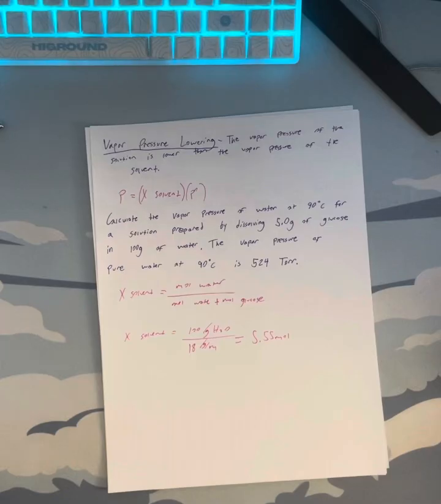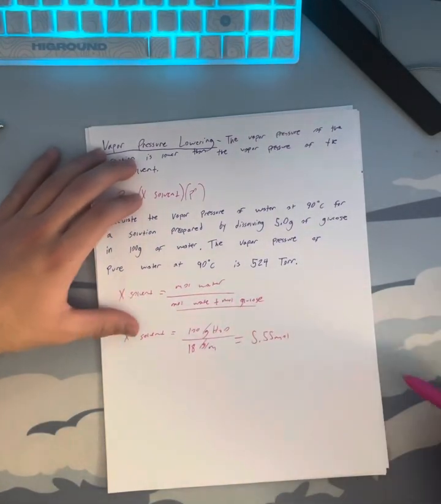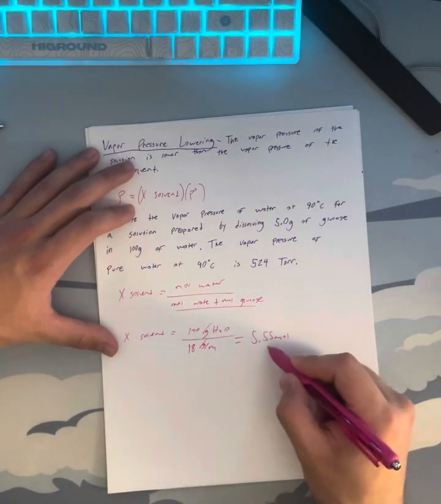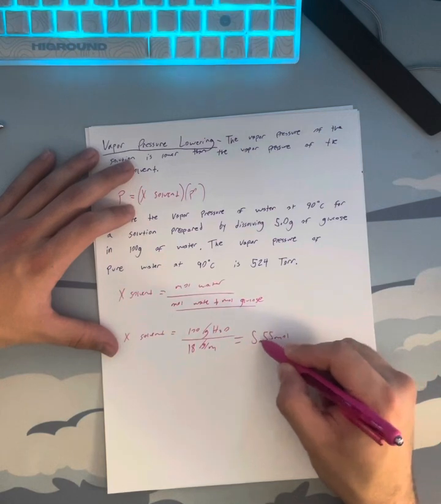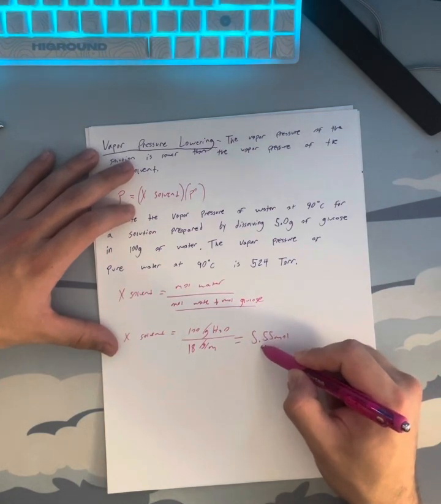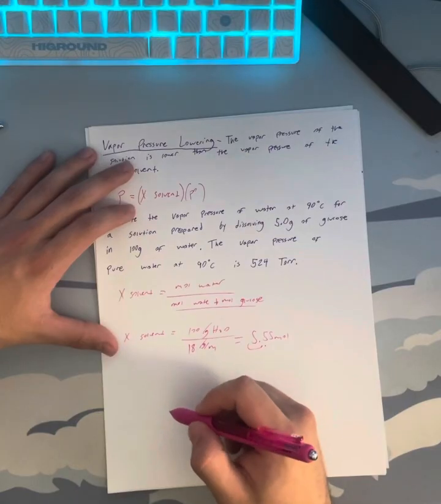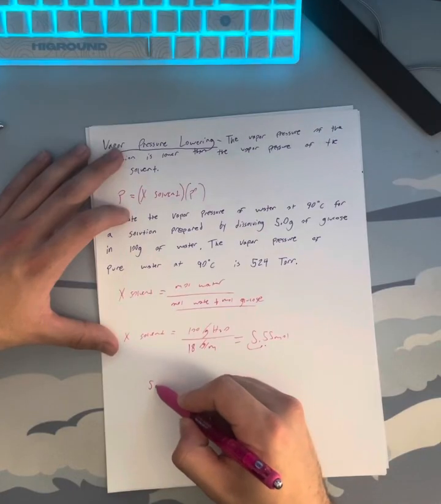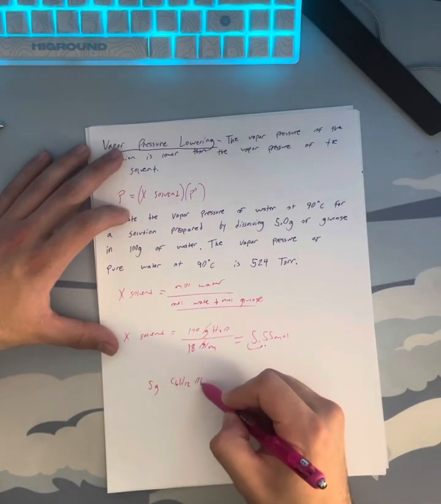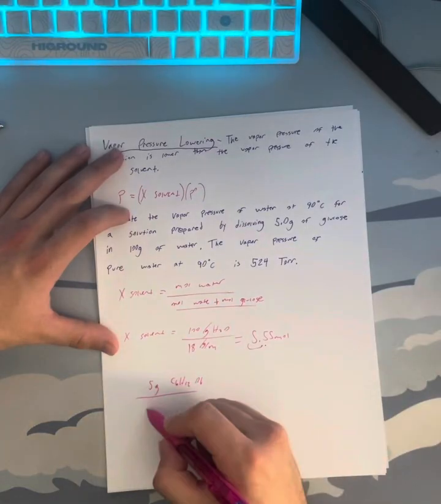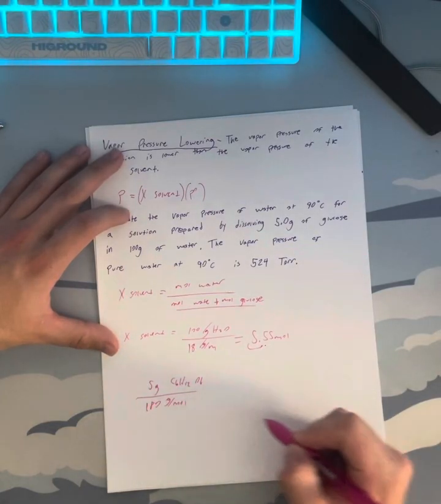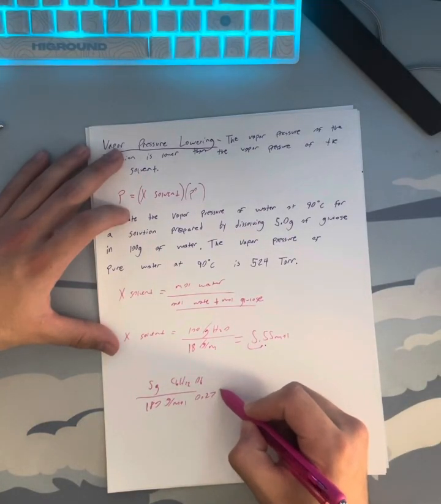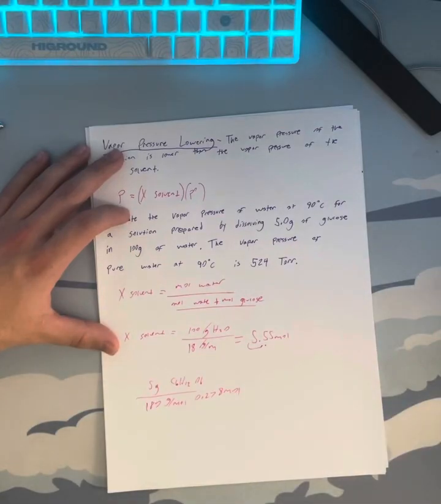And then to finish this problem, we will need to add, to get the denominator, the moles of glucose, which would just be, we have 5 grams of glucose, divided by 180 grams per mole, which is the molar mass of glucose. And we get 0.278 moles.